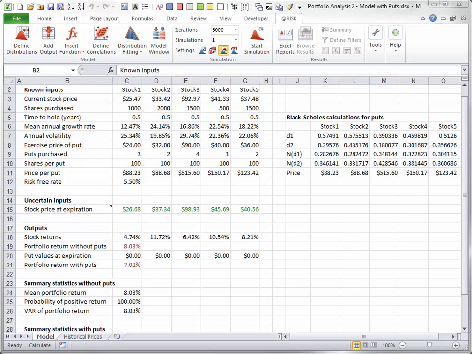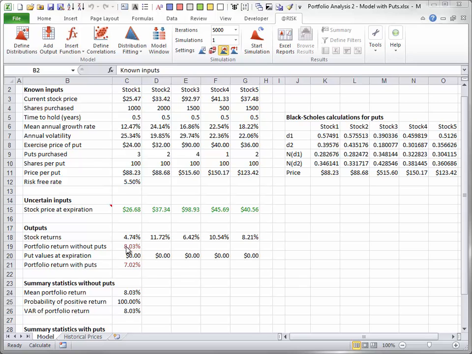The model shown here is the same as before, except for the put options. The numbers of puts purchased are listed in row 9. Their exercise prices are listed in row 8. And their prices are calculated in row 11 from the well-known Black-Scholes formulas implemented on the right. The risk-free rate, assumed here to be 5.5%, is used in the Black-Scholes formulas.